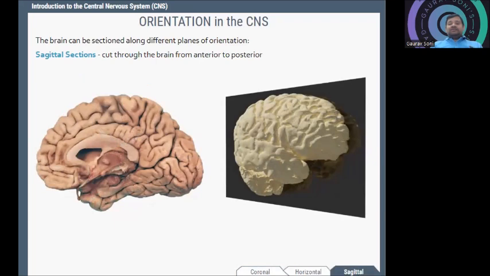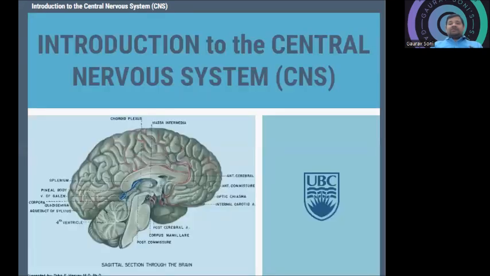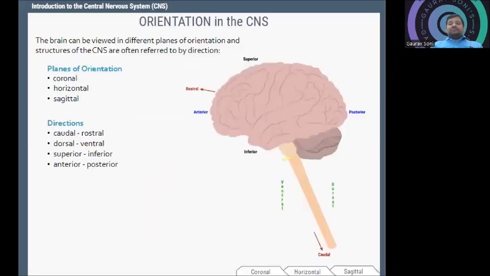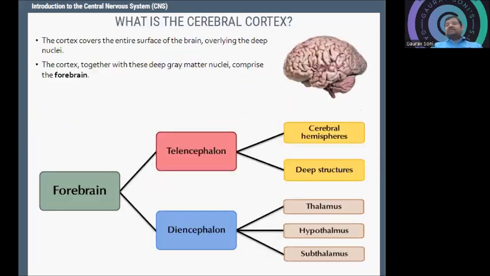Then there are certain directions like caudal and rostral, then dorsal and ventral, then superior and inferior, then anterior and posterior. So these are some names which we are going to see when we talk about this particular CNS. So what is actually the cerebral cortex?